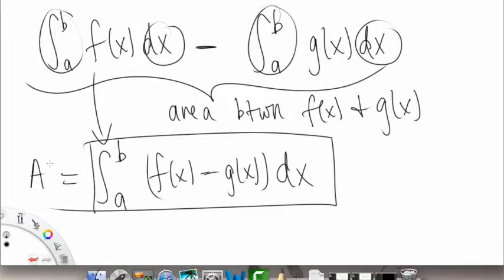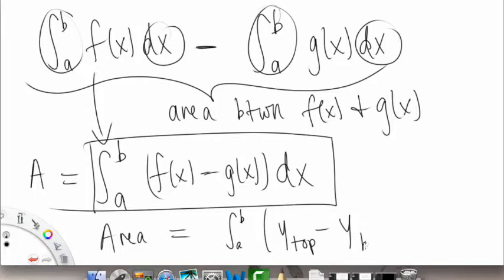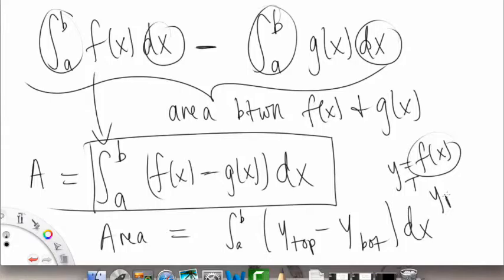This gives us our area in between the two curves. Another way to write this also is that the area between two curves is equal to the integral from a to b of y top minus y bottom, and then our dx here. So y in this case is some function of x. Y top would be f of x, and y bottom is equal to g of x in this case. Alright, so here's one more.